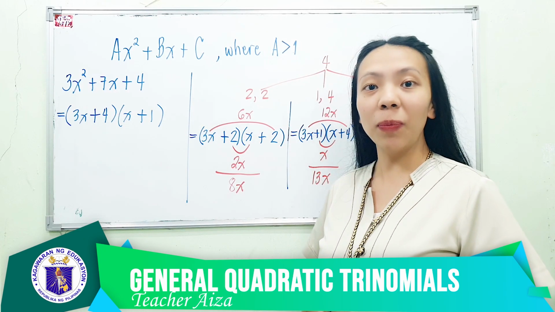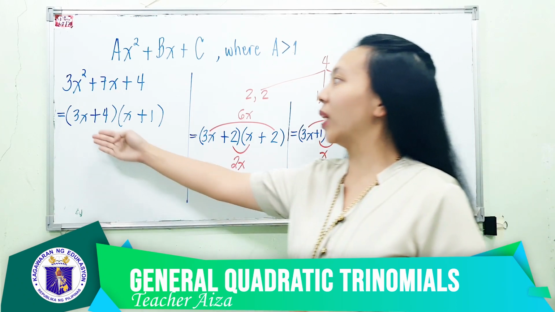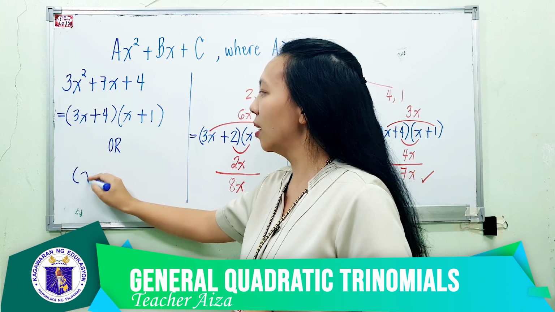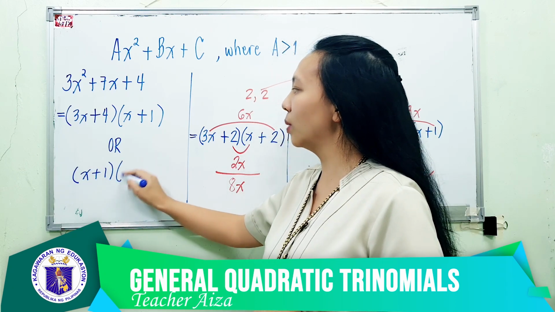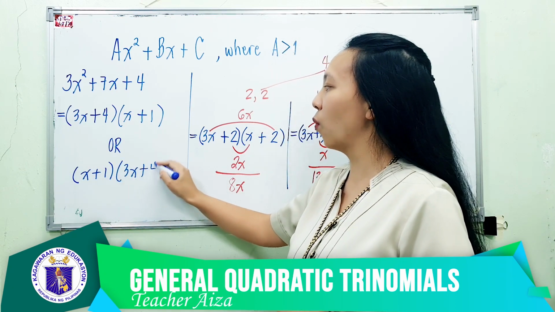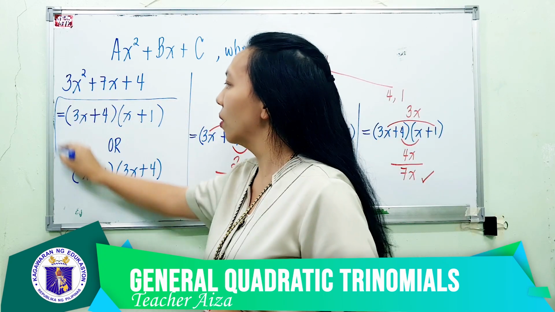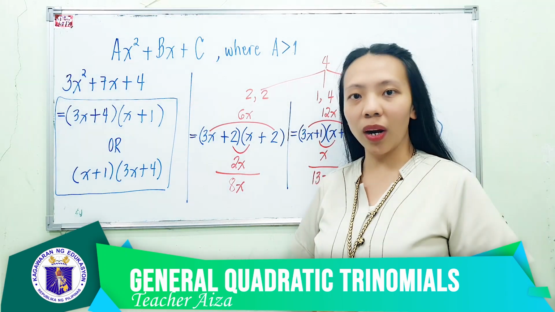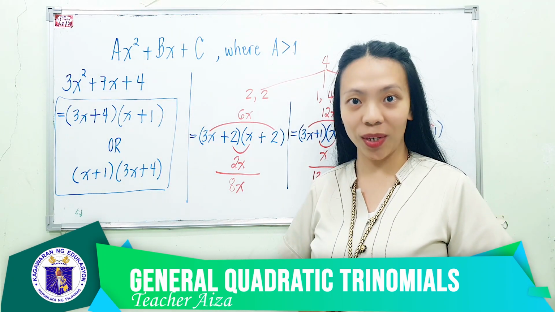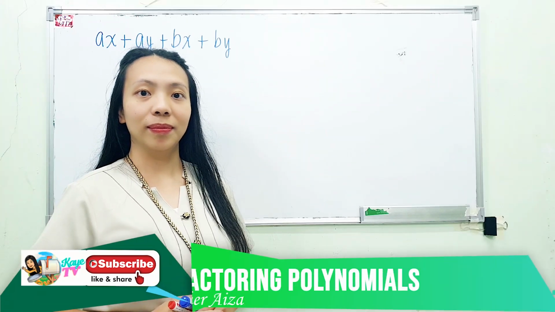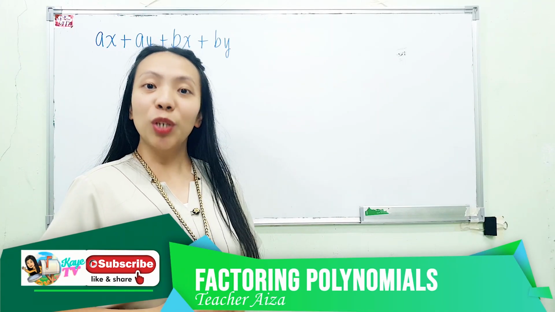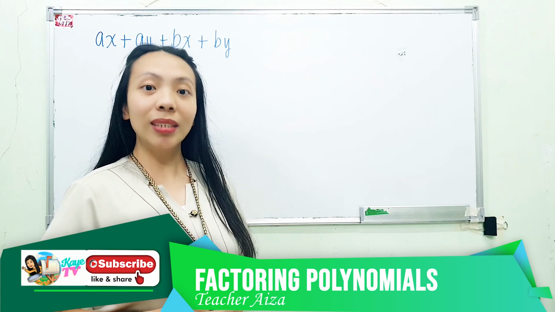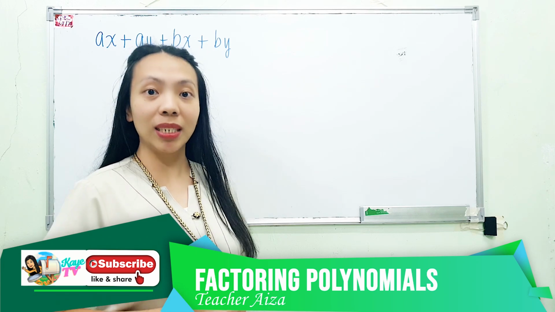And since multiplication is commutative, we can rewrite these factors as the quantity x plus 1 times the quantity 3x plus 4. This now is a correct factored form of the quadratic trinomial 3x squared plus 7x plus 4. If the terms of the given polynomial do not have common factors, consider using other types of factoring techniques.